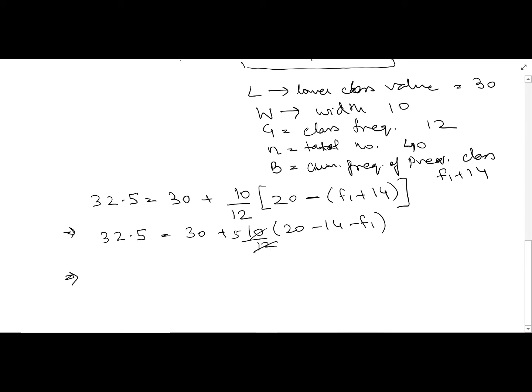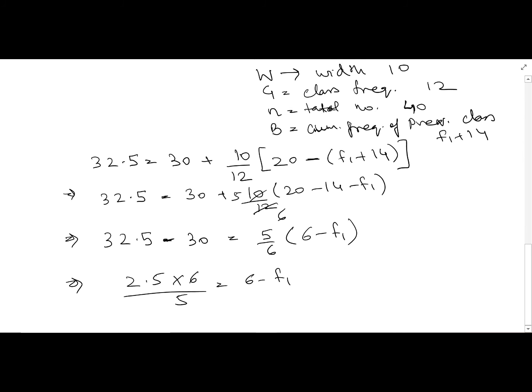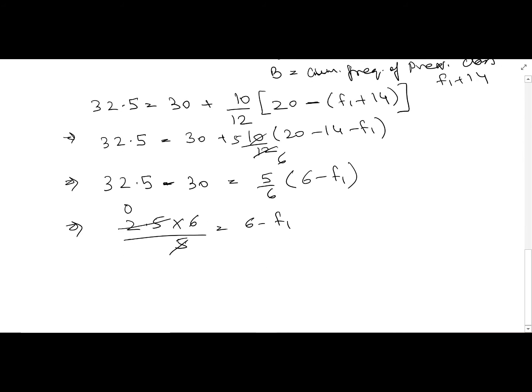Two fives are, two sixes are, we get 32.5 minus 30 is equal to 5 by 6 into 6 minus f1. So 32.5 minus 30 is 2.5 into 6 by 5 is equal to 6 minus f1, and 5 into 0.5. So 6 minus f1 is equal to 3, or f1 is equal to 3.